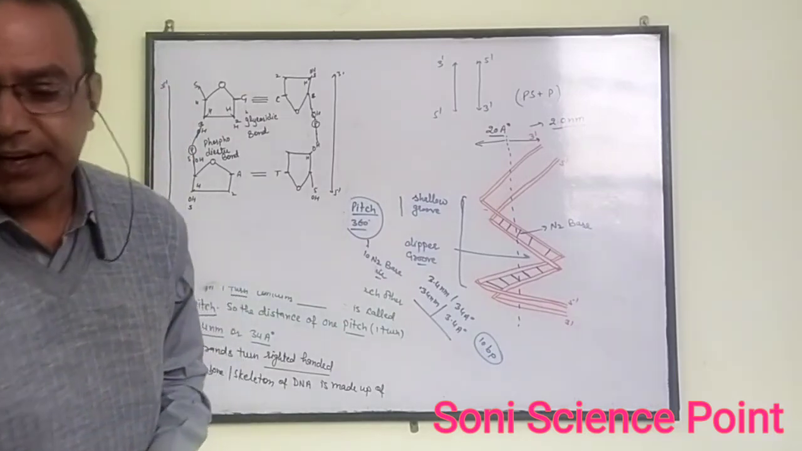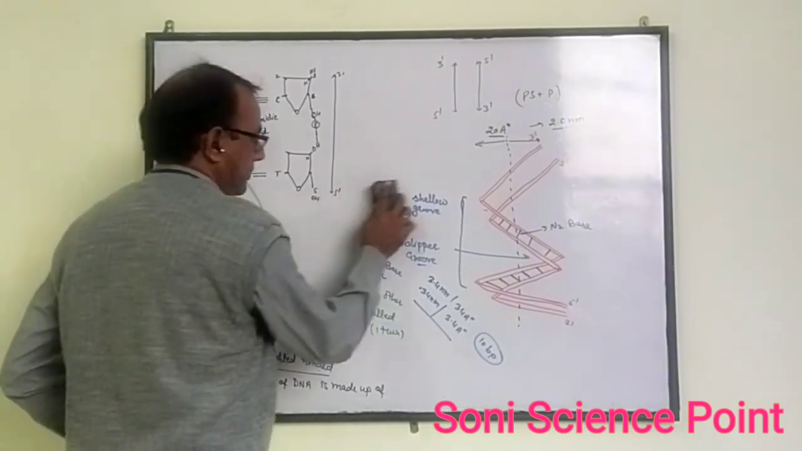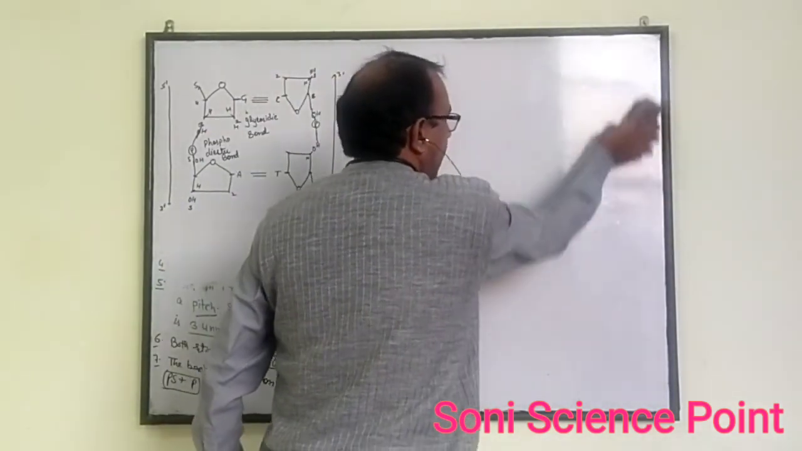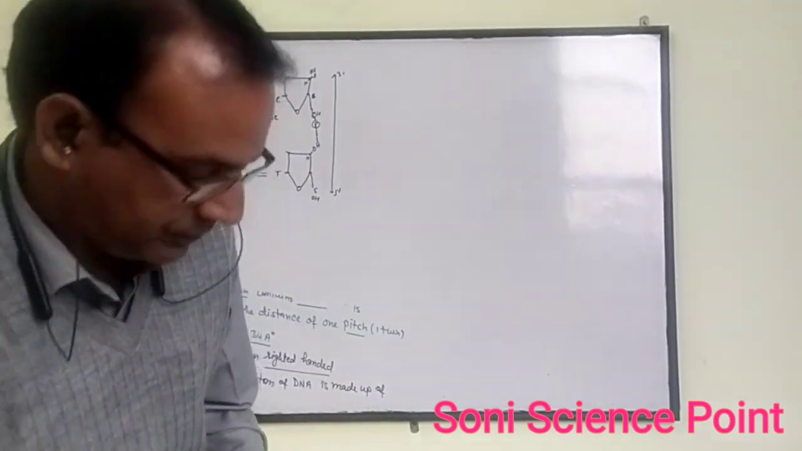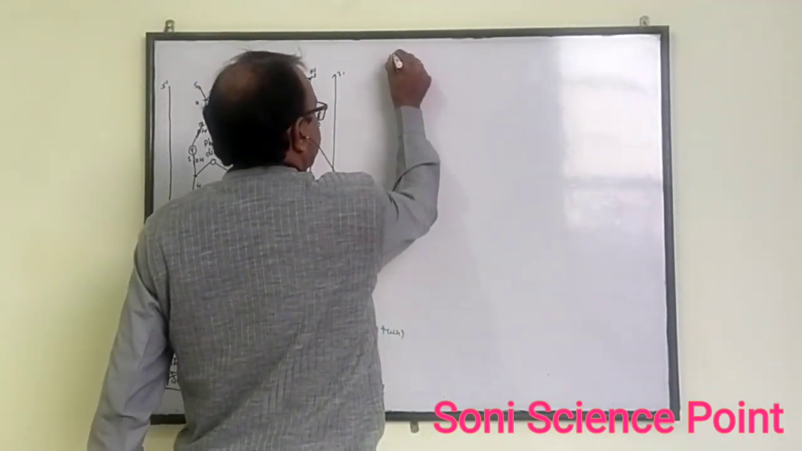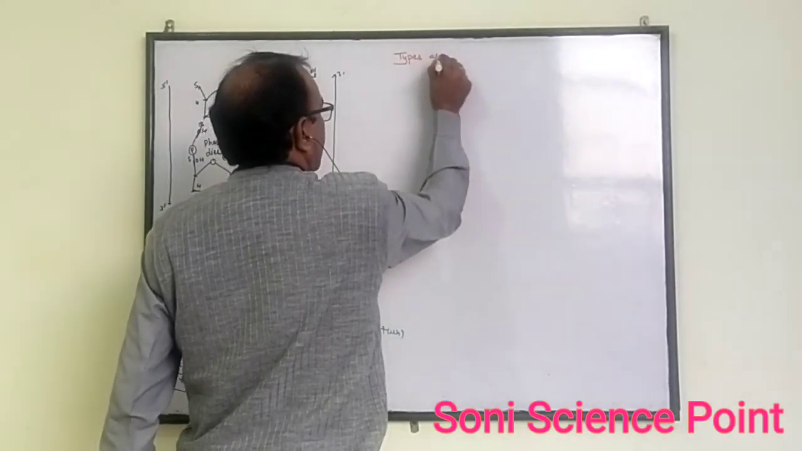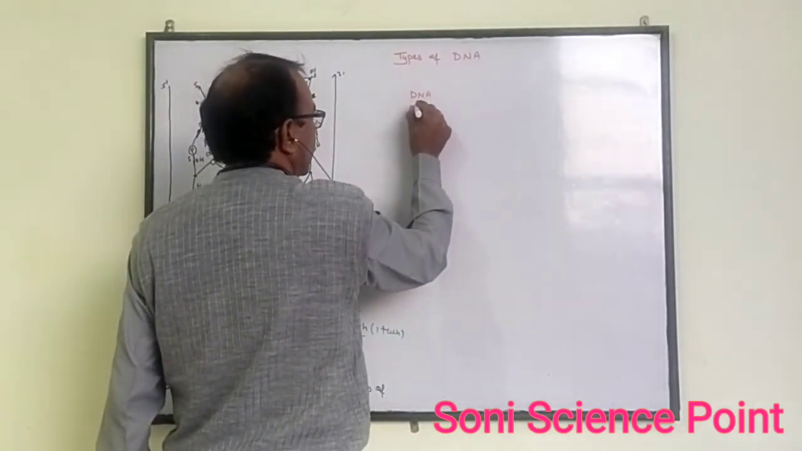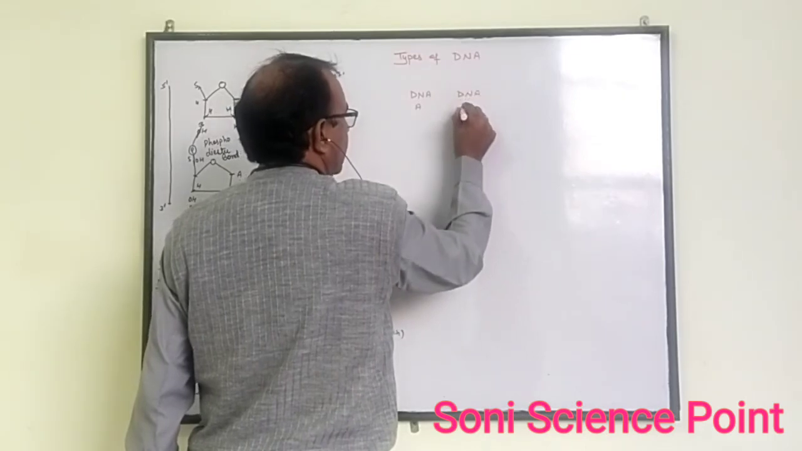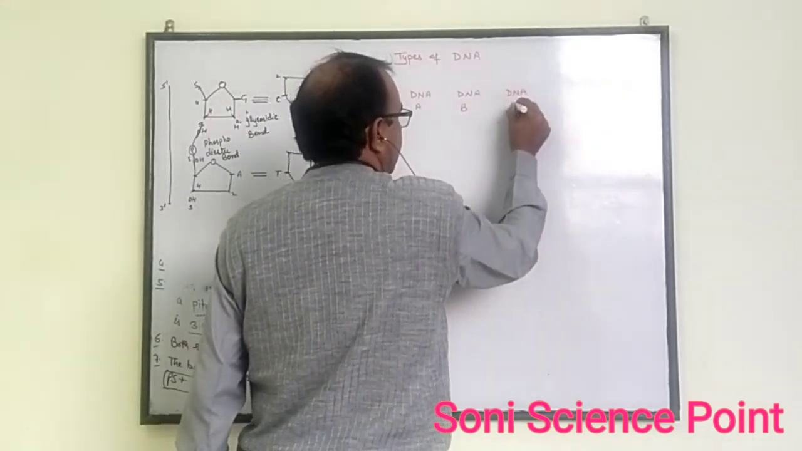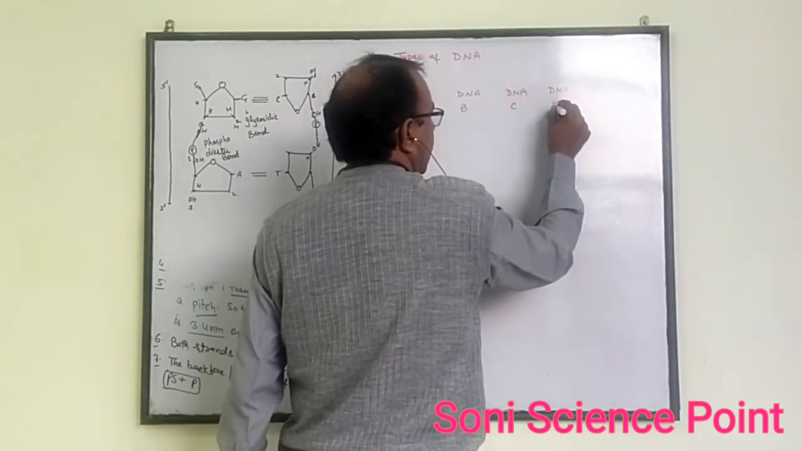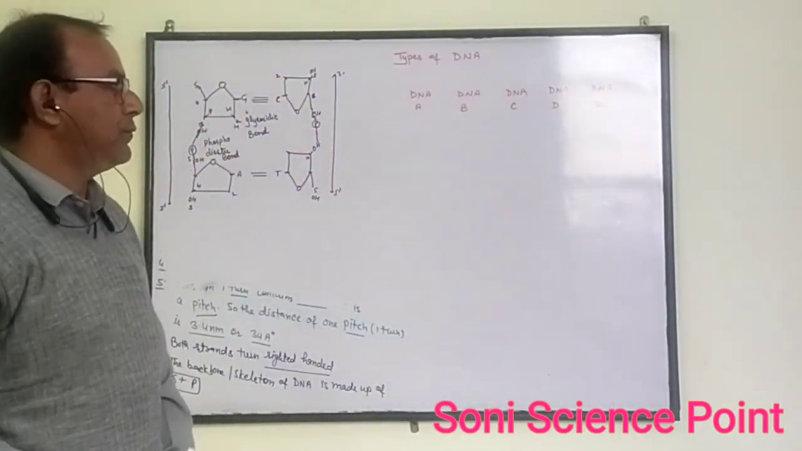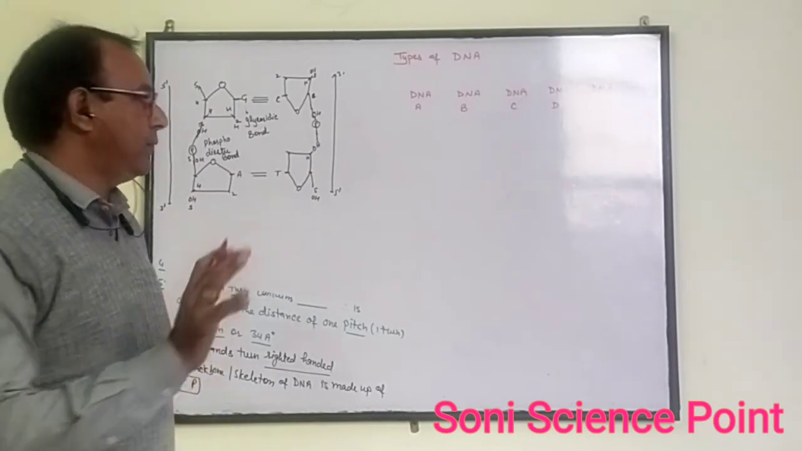Now, how many types of DNA are there? There are 5 types of DNA, on the basis of the presentation of base pairs as well as the turn in the coil. The types of DNA are DNA A, DNA B, DNA C, DNA D, and DNA Z. These 5 types of DNA are basically categorized on two bases.